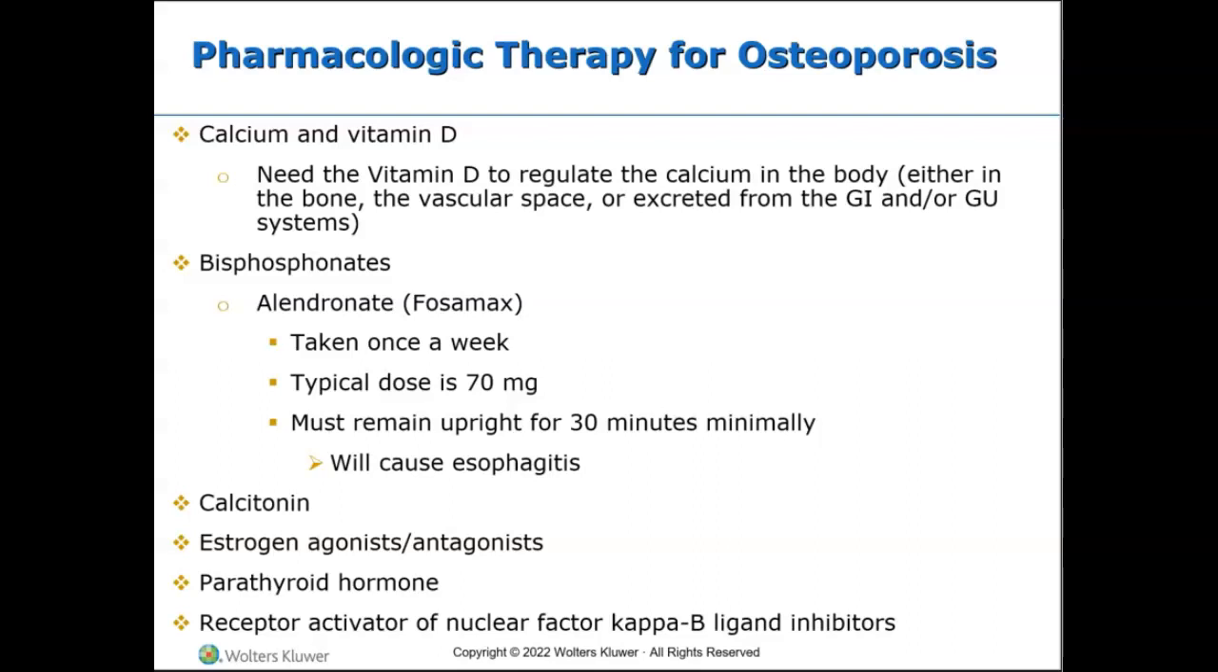Next is estrogen agonist or antagonist. We also have anabolic agents, not on this slide, but we have anabolic agents like a synthetic form of the parathyroid hormone. And those will stimulate the body to build new bone.